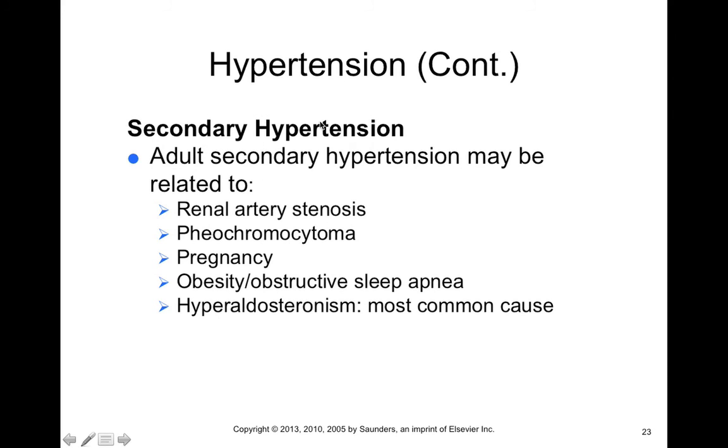Now, for adult secondary hypertension, this can be related to things like renal artery stenosis, which can reduce glomerular filtration rate, which would increase blood volume and increase blood pressure. Secreting tumors of the adrenal medulla, like pheochromocytoma, can increase the catecholamines, which can increase your sympathetic response and therefore increase blood pressure. Otherwise, pregnancy, obesity, and hyperaldosteronism can also increase blood pressure. But again, remember, these are also secondary hypertension causes which are due to some other identifiable pathology which increases blood pressure.